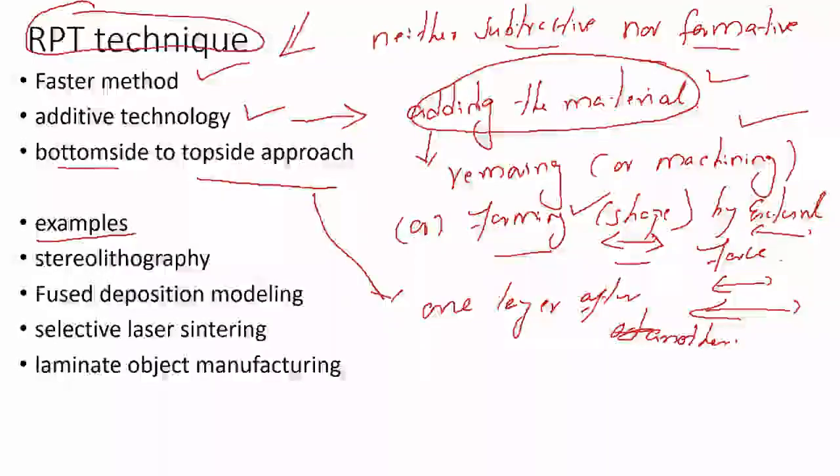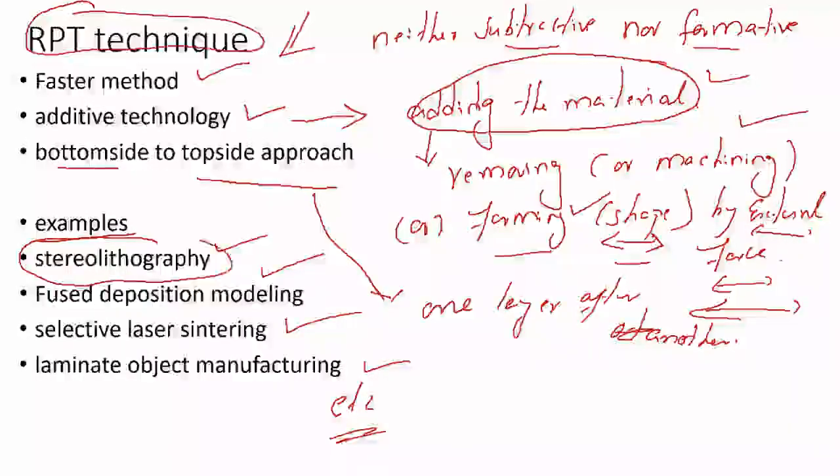Some examples of the RPT technique are stereolithography, fused deposition modeling, selective laser sintering, laminate object manufacturing, etc. So many types are there. Out of these, stereolithography is the most popular RPT technique.